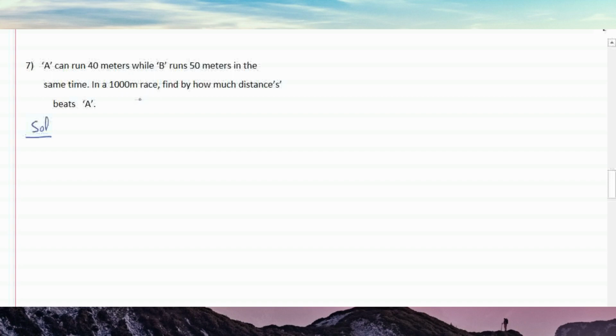So you can say when B runs 50 meter, A runs 40 meter. Okay children, this is given to you. So when B runs 1 meter, then A runs 40 over 50 meter, means 4 upon 5 meter.